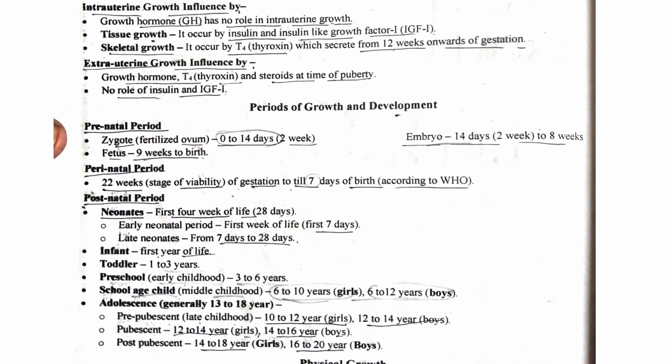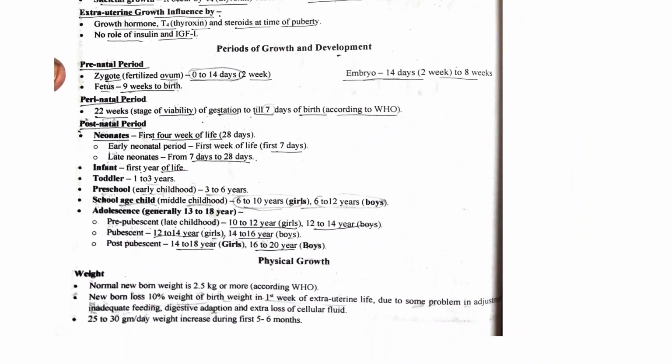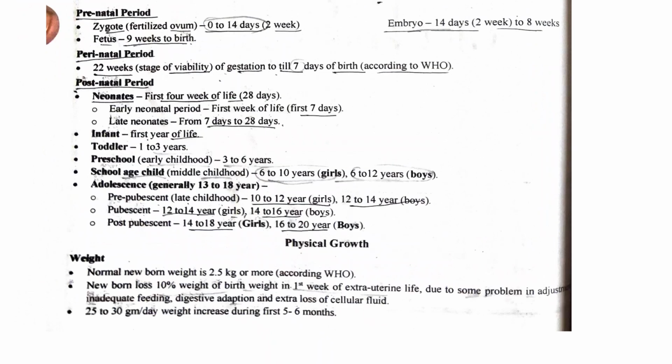Prepubescent, late childhood, 10 to 12 years girls, 12 to 14 years boys. Pubescents, 12 to 14 years girls, 14 to 16 years boys. Post-pubescent, 14 to 18 years girls and 16 to 20 years boys. Then physical growth, weight. Normal newborn weight is 2.5 kg or more according to WHO.